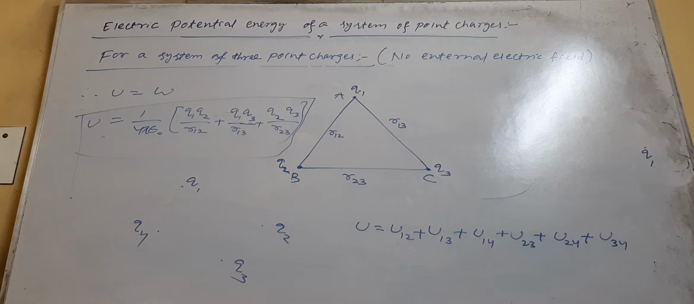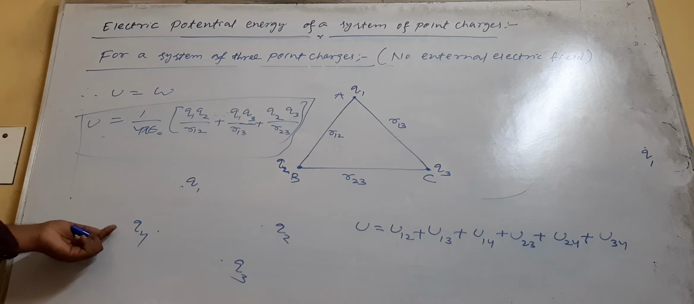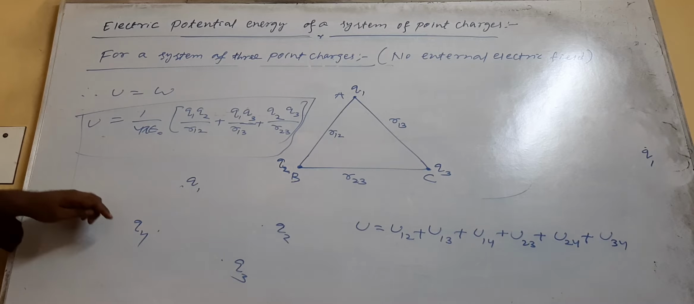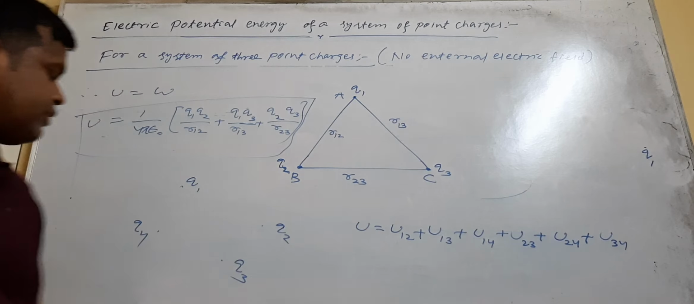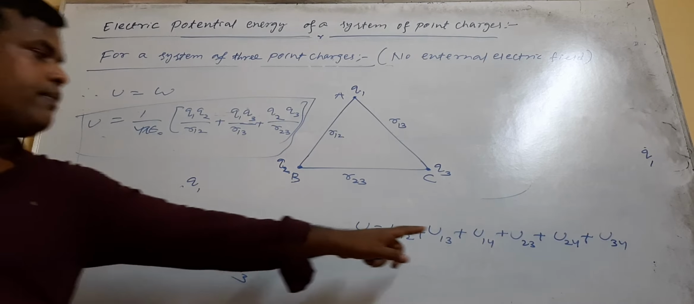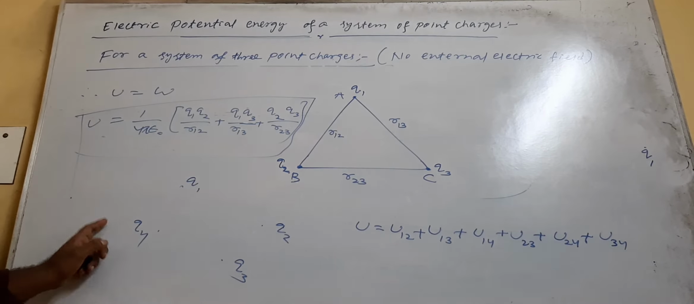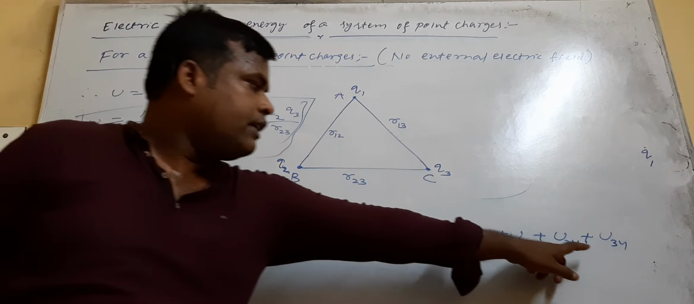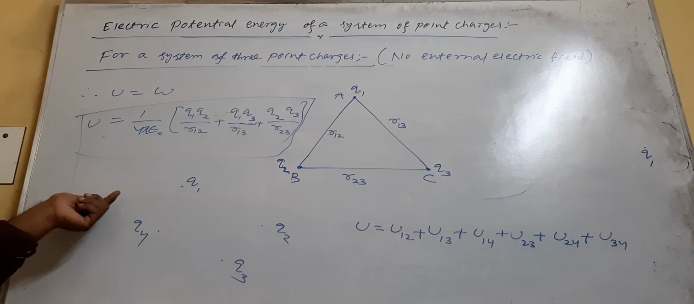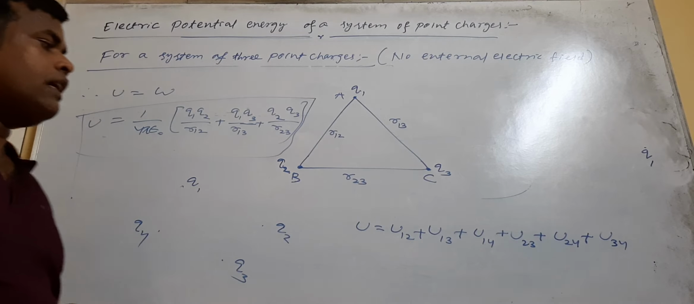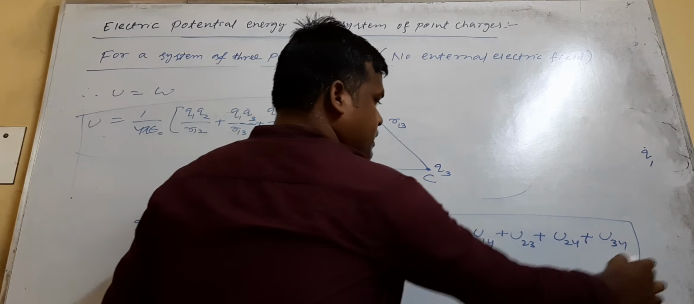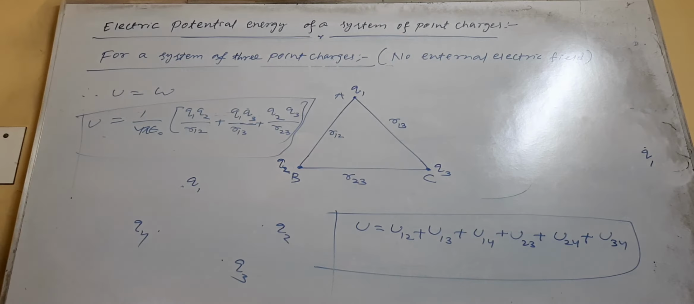That means if you come to Q4, that is U41, already we have taken U14. Then U42, already we have taken U24. U43, already we have taken U34. U44, you know U44 you cannot take. So it is the potential energy of the system of 4-point charges.